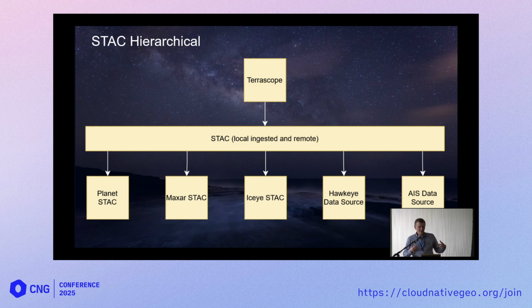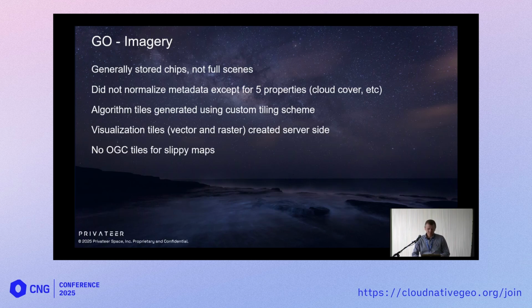So something more like this, where you have Terrascope, you have a Stack in the middle, and you have smart enough clients that can go here and search here, or they can go down and then search the particular provider's API. Or like on the right-hand side, where we have Hawkeye and AIS, I doubt they'll ever have a Stack catalog. It's a different sort of data. It's not imagery data. But then you can put in an adapter to go to those APIs. So that's how we use Stack.